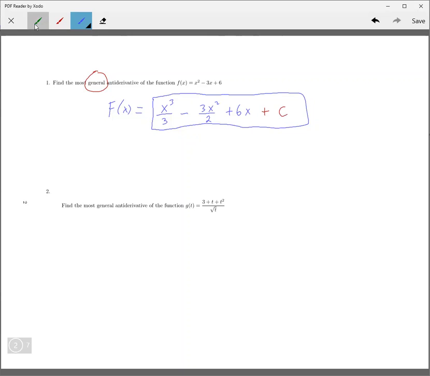Okay, great. Let's look at number 2. So you have g of t is this fraction right here. Now, the best thing to do is to rewrite it as separate pieces. Like that.